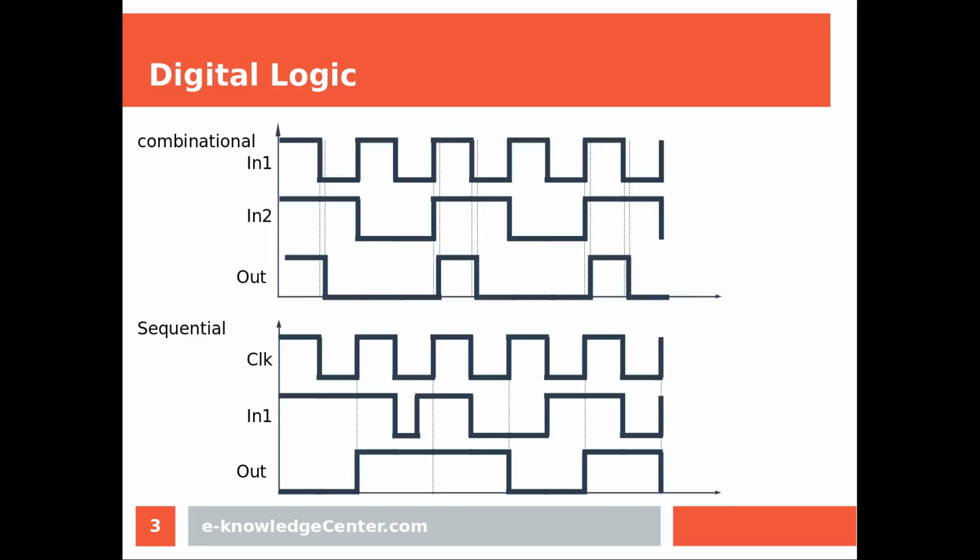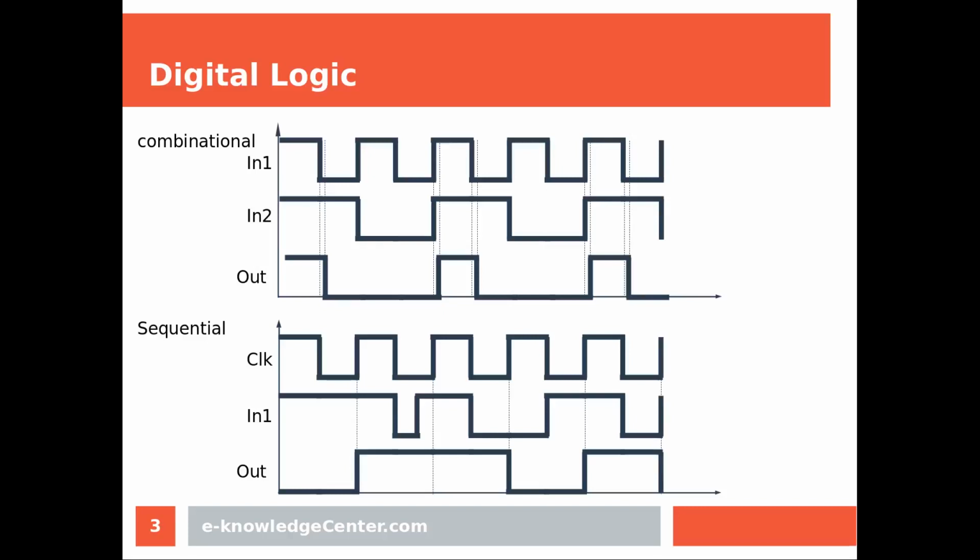In sequential logic we use a clock signal, and this clock is used to control our devices, when they are supposed to check input signals and change output signals.